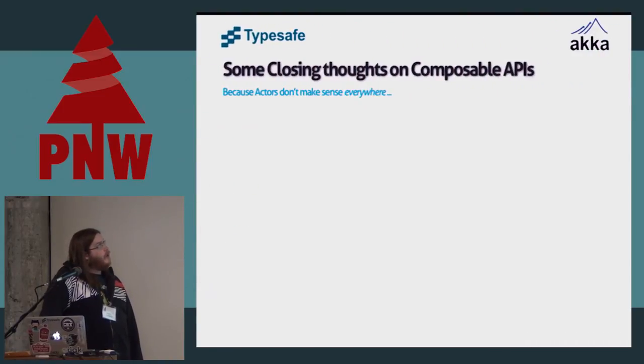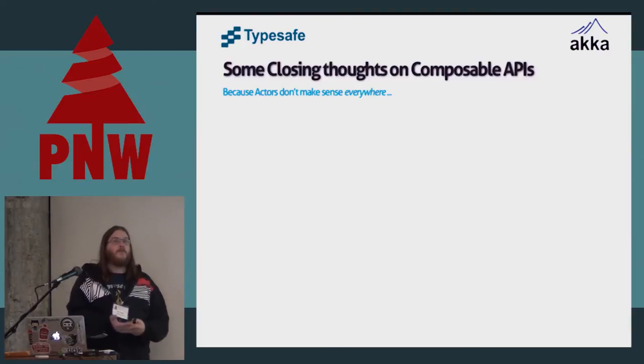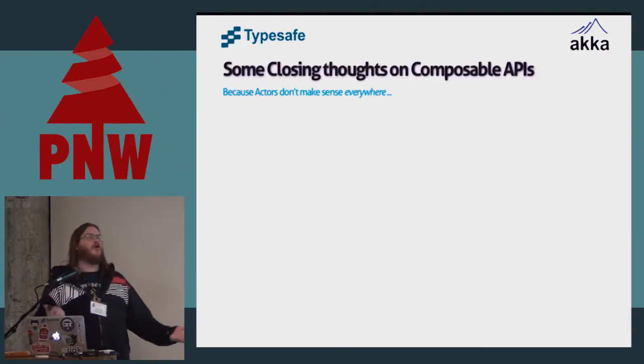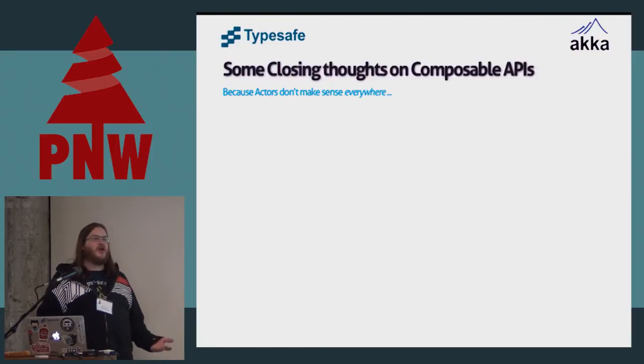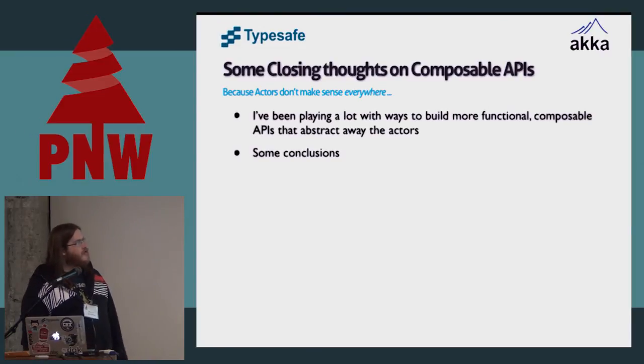Now, a couple of closing thoughts for composable APIs, because not all this stuff is easy. Obviously, writing an API that's purely actor-based isn't always going to work, and that's been one of the things I've had to deal with, for example, in the Mongo client, where I don't necessarily want to communicate with actors. I want an interface that feels a little more functional. So a couple of conclusions that I've come up with.